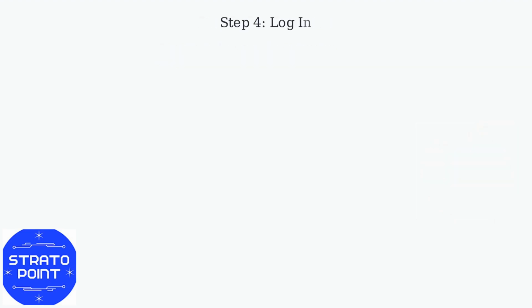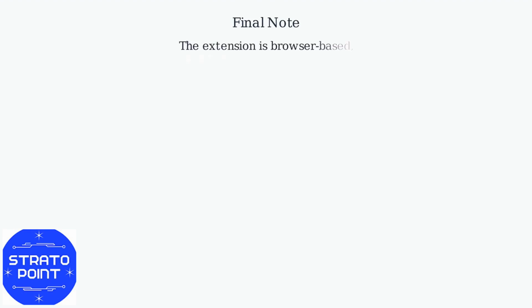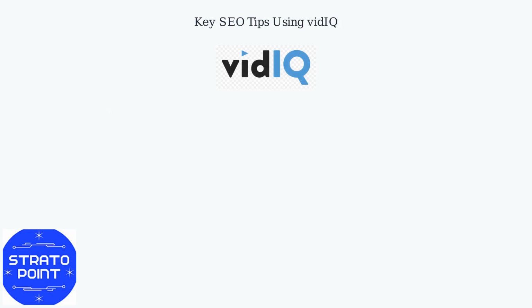To set up, log in with the Google account linked to your YouTube channel. Configure your dashboard widgets to display relevant analytics. Enable features like auto-tagging to streamline your SEO efforts. The extension is browser-based, so no software installation is needed. vidIQ helps improve video visibility through data-driven insights.